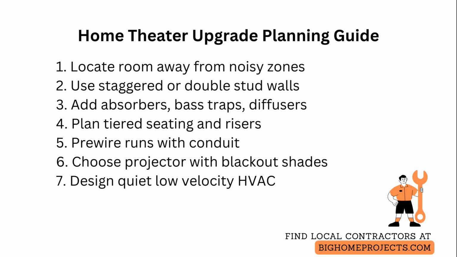Install sound isolation using staggered or double stud walls, resilient channels, and acoustic sealant at every junction to prevent flanking paths. Add broadband acoustic treatment, absorptive panels at first reflection points, bass traps in corners, and diffusers on the rear wall to control reflections without deadening the space.